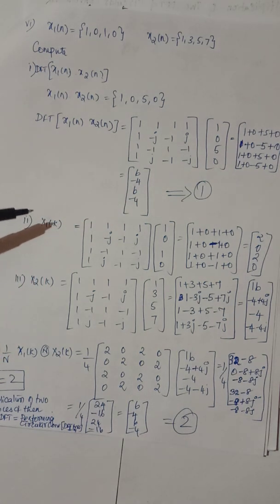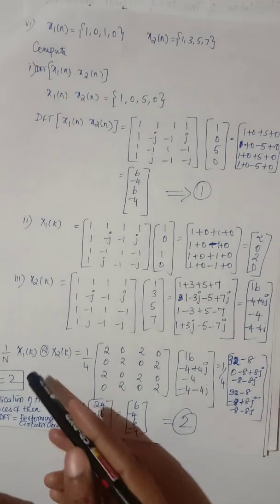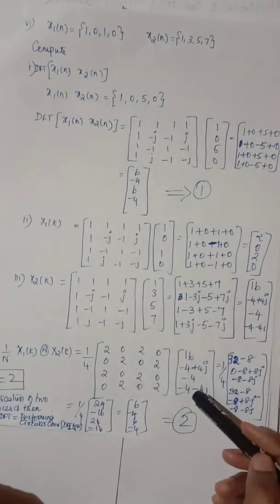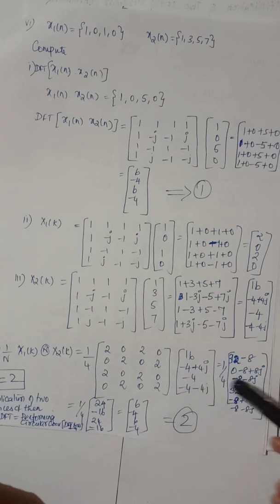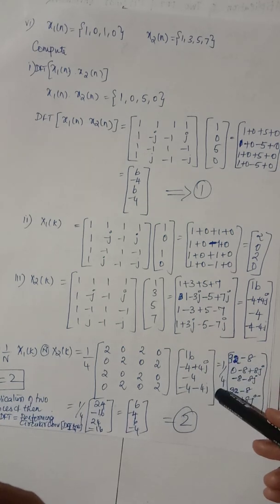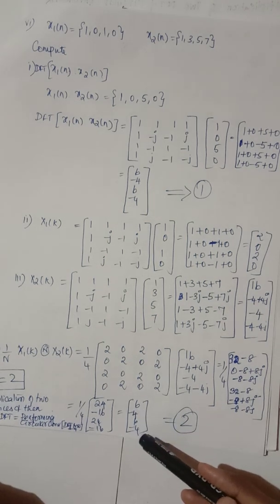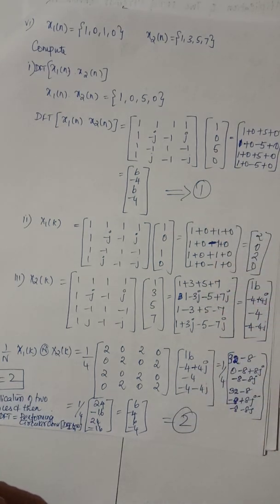Now in order to check this property, we need to find X1 of k and X2 of k using the linear transformation method. Then for those results you have to perform circular convolution. You know how to perform circular convolution, keeping one sequence as such and shifting the other sequence. So I have kept this sequence as such and shifted the other. Then I need to multiply it by 1 by N. Here N is 4. So what I am getting is 6, minus 4, 6, minus 4, which is the same as this sequence. So we have verified this property.